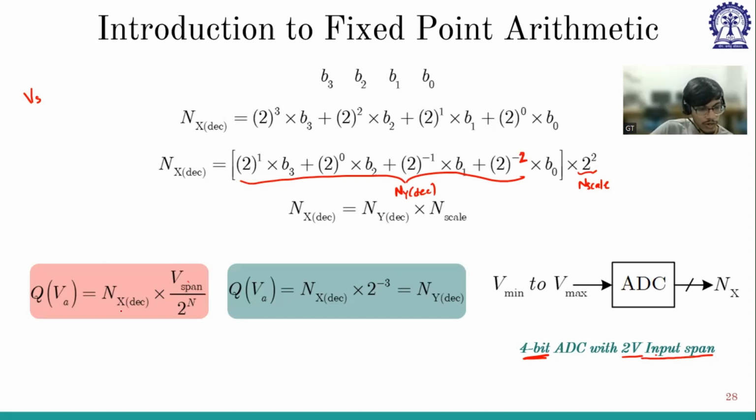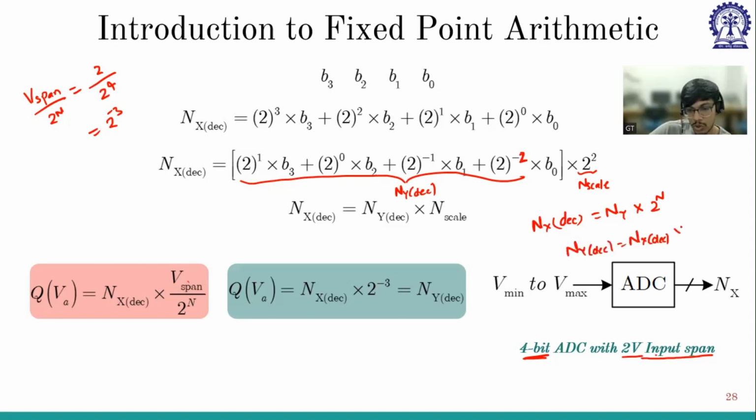So here Q of VA is NX decimal into V span by 2 to the power n. V span is how much I have given? 2 volt. And 2 to the power n is what? 2 to the power 4. So that is 2 to the power minus 3. So Q of VA is NX decimal into 2 to the power minus 3. So it is similar to this, right? Say NX decimal is NY into some 2 to the power n. If I bring NY decimal here, I'll get NX decimal into 2 to the power n.